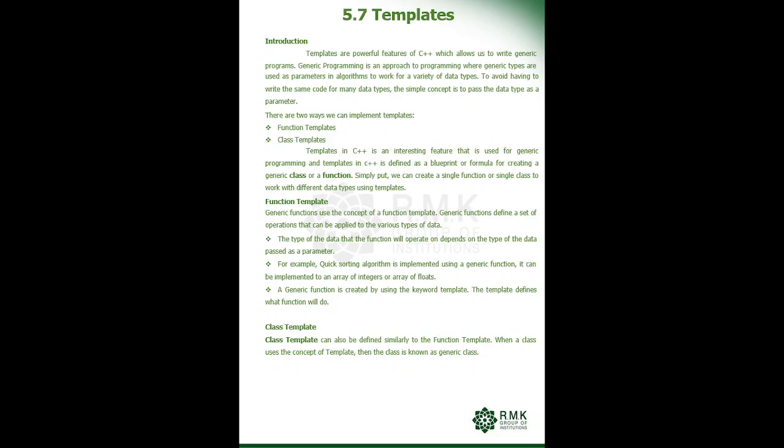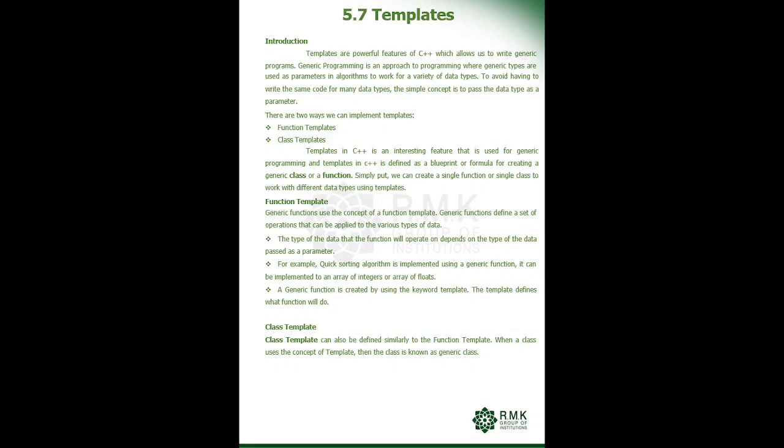Here, generic functions define a set of operations that can be applied to various types of data. The type of data that the function will operate on depends on the type of the data passed as a parameter. For example, the quicksort algorithm is implemented using a generic function. It can be implemented for an array of integers or an array of floats. A generic function is created by using the keyword template. The template defines what the function will do.